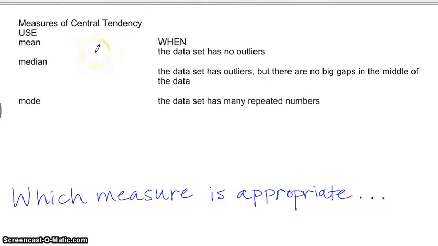Mean, median, and mode, which you have done before, describe pieces of sets of data. Mean is more appropriate when your data has no outliers, there's not a strange number out there. Median: if you have a group of data and then there's one strange odd number that's just way out there, then median is more appropriate to describe your data. And when you have many repeated numbers, then mode is most appropriate for your data.